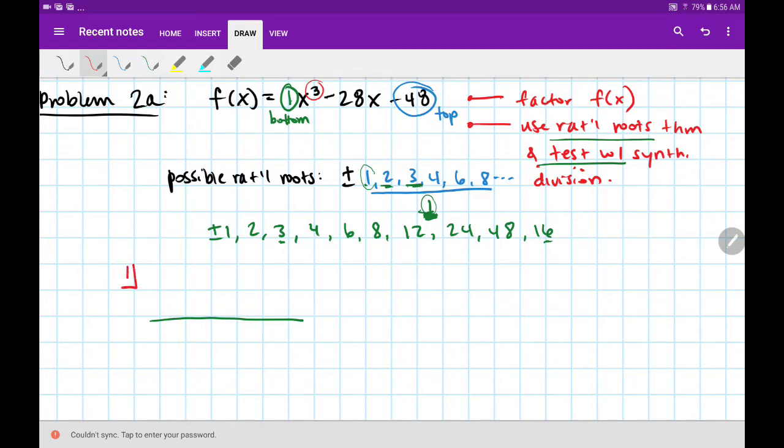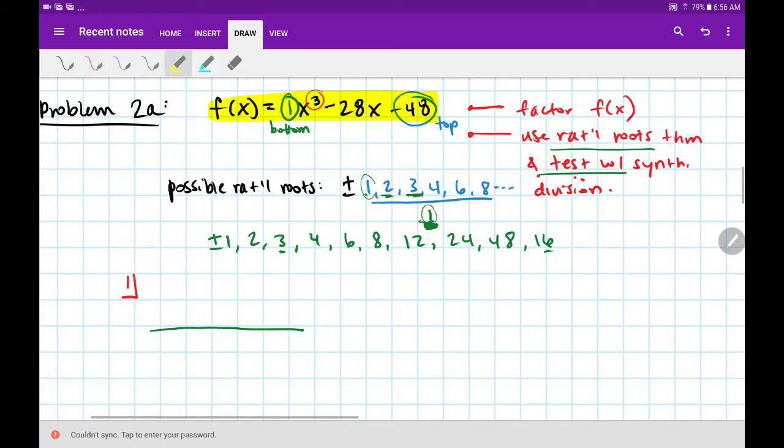Okay, I need my coefficients from my original polynomial. So that's going to be 1. Ooh, I'm missing an x squared, if you notice. So that'll be 0x squared. We have to have that placeholder in order to get the right answer. And negative 48.